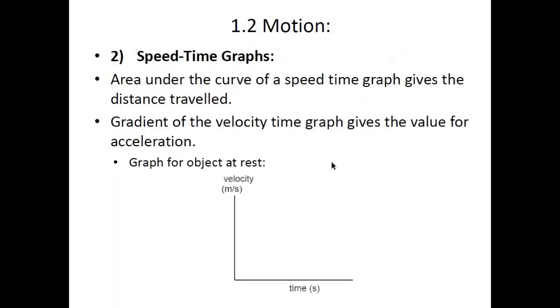Next we have speed time graphs or the velocity time graphs, and the area under a speed time graph shows us the total distance covered, whereas the gradient of a velocity time graph gives you the value of acceleration. And if you have an object at rest, then the graph is going to look something like this, or you may have a straight line along the x-axis, that with the continuation of time the speed remains 0 because the object is not moving at all.